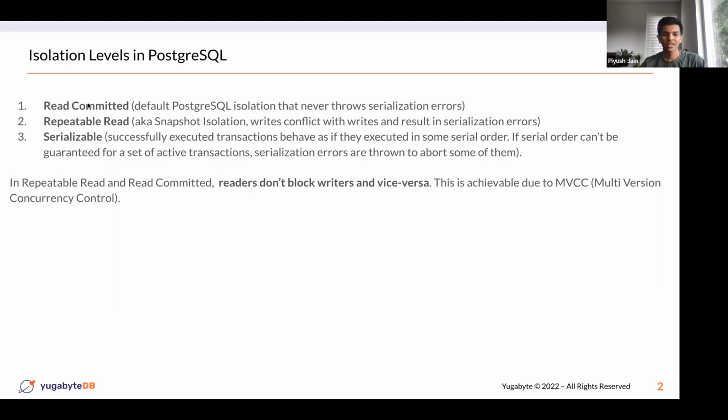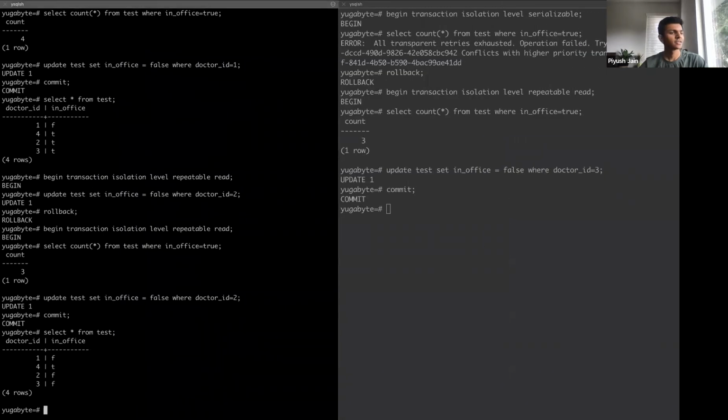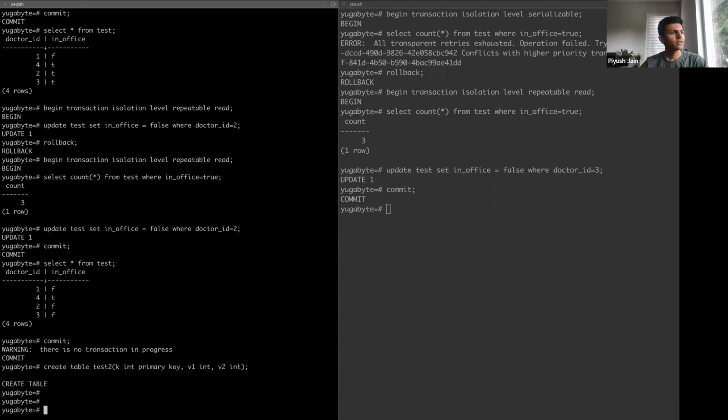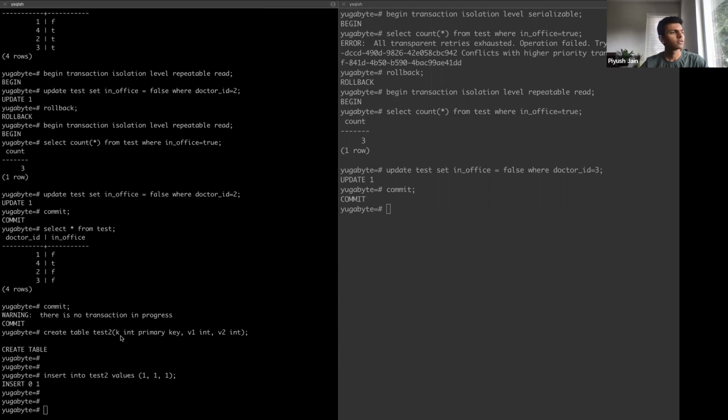Let me show this with an example, right? Let's see, everything is committed. This is fine. So what I'll do is pick a new table for now. This is a table with a primary key and two columns, V1 and V2. So I insert a row here, 1 comma 1 comma 1, right?